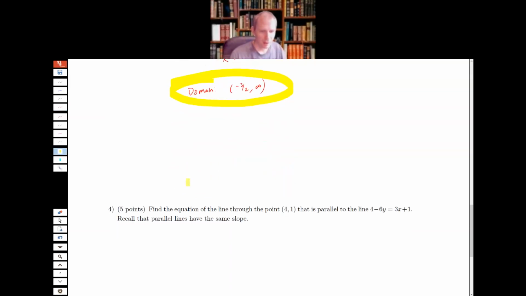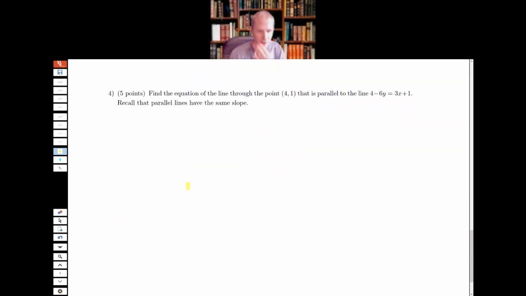Okay. And finally, find the equation of the line through a point that's parallel to this other line. So what I want to do is start by looking at this line here: 4x minus 6y equals 3x plus 1. And I want to find the slope of that line. And I think the easiest way to do that is to write it in slope-intercept form, right? y equals mx plus b.